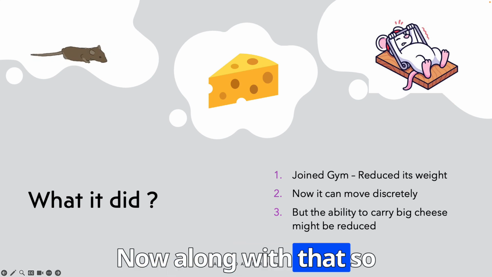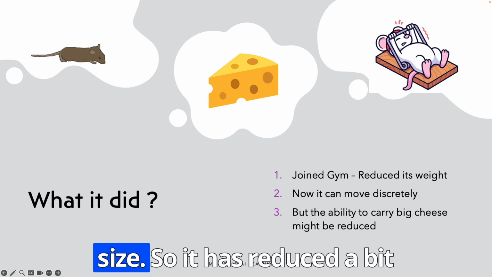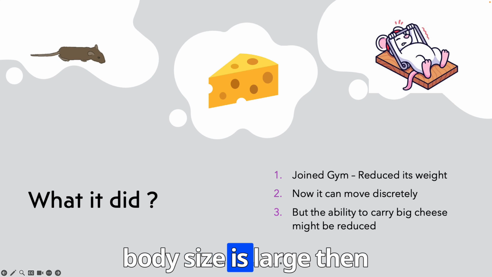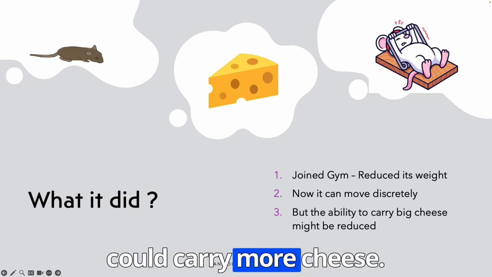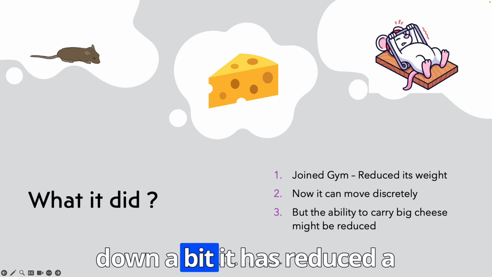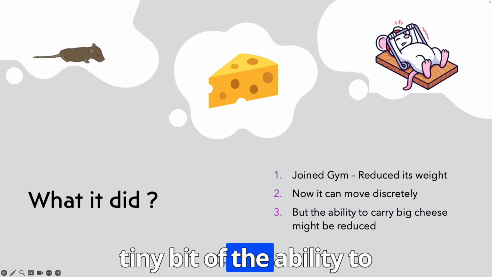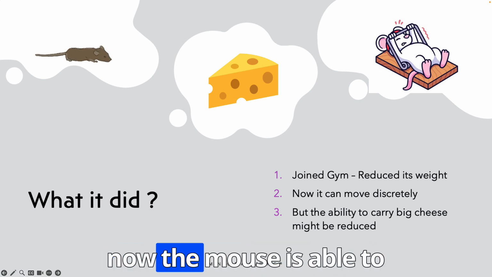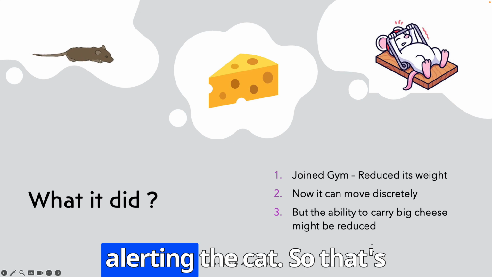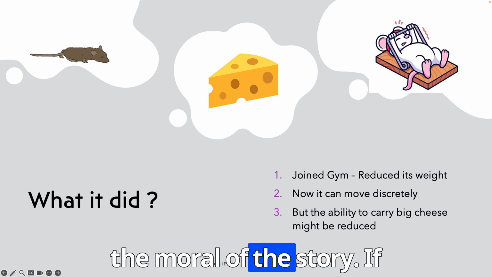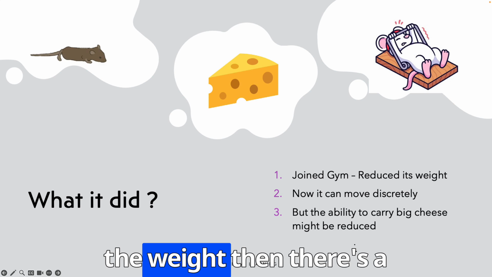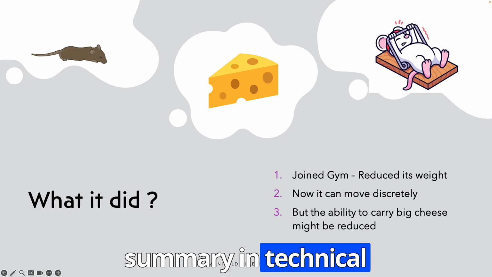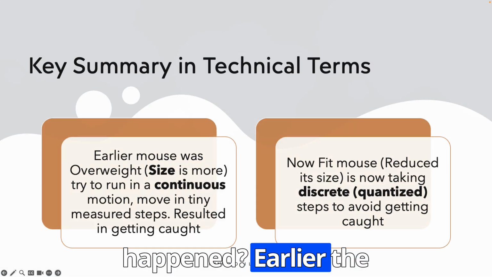Along with that, since it has reduced its size, it has reduced a bit its ability to carry the cheese, because if the body size is large, there was a chance that it could carry more cheese. Since it has slimmed down a bit, it has lost a tiny bit of the ability to carry cheese. But overall, the good news is that the mouse is now able to get the cheese without alerting the cat. That's the moral of the story: if you get fit and reduce the weight, there's a very high chance that you can get the cheese.